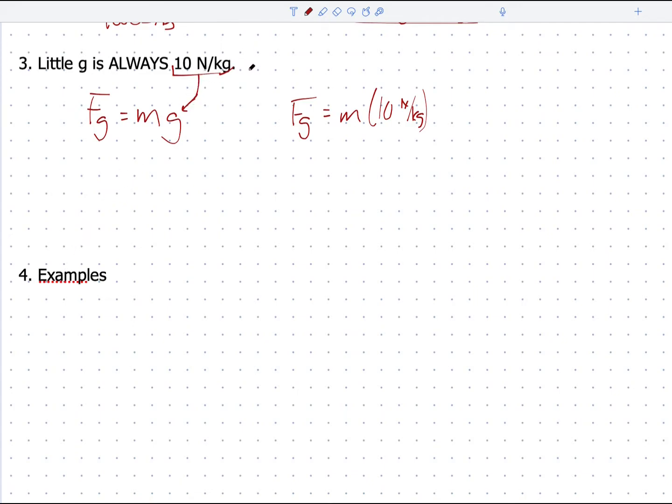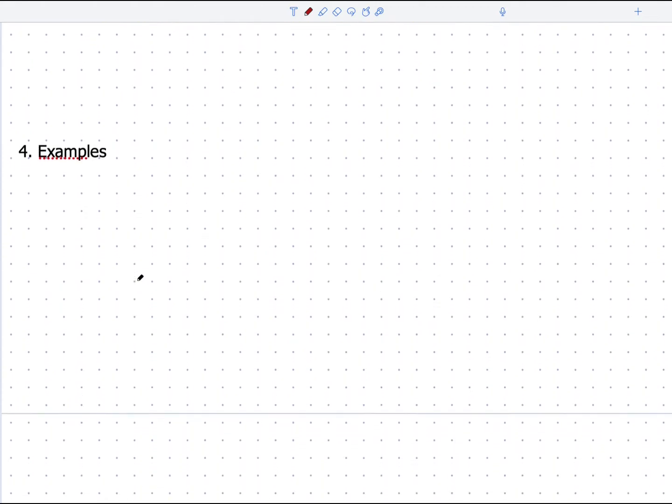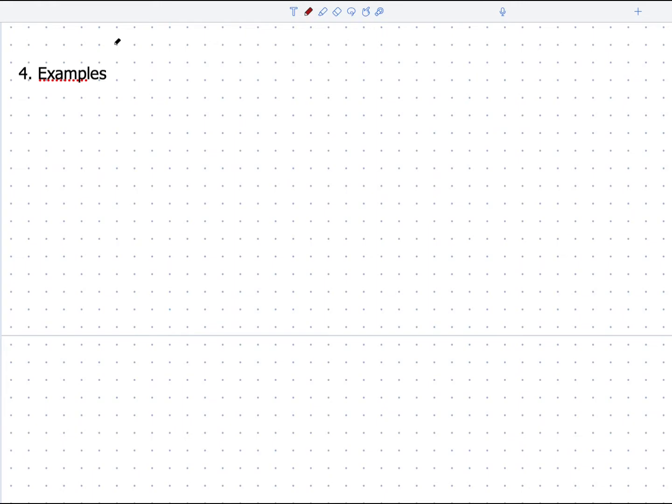I should say it will always be 10 newtons per kilogram on Earth, but since that's where we live and do all of our work, that will be true almost all the time. Maybe we'll do some examples where something is on the moon or something, but little g is always 10 newtons per kilogram on Earth. So, a couple quick examples.